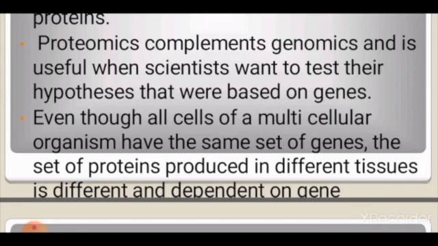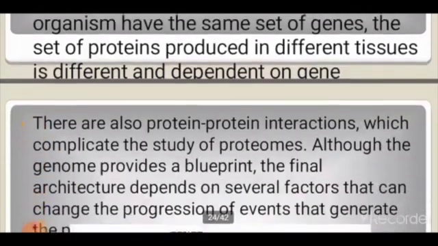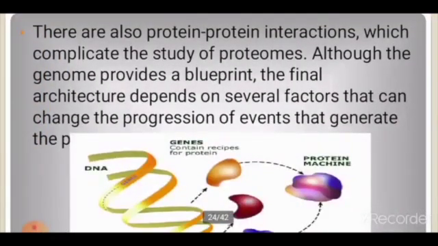Even though all cells of multicellular organisms have the same set of genes, the set of proteins produced in different tissues is different and dependent on gene. There are also protein-protein interactions, which complicate the study of proteomes, although the genome provides a blueprint. The final architecture depends on several factors that can change the progression of events that generate the protein.